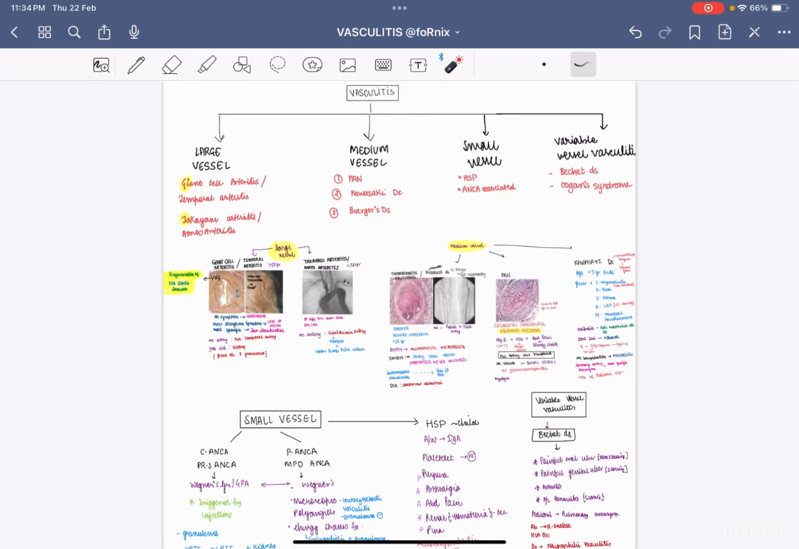Hello everyone. So our today's topic is vasculitis. We have four categories in vasculitis. First one is large vessel, second is medium vessel, third is small vessel, and the fourth is variable vessel vasculitis. In the large vessel vasculitis, we have giant cell arteritis and Takayasu arteritis. Giant cell arteritis is also known as temporal arteritis and Takayasu is also known as aorto arteritis.